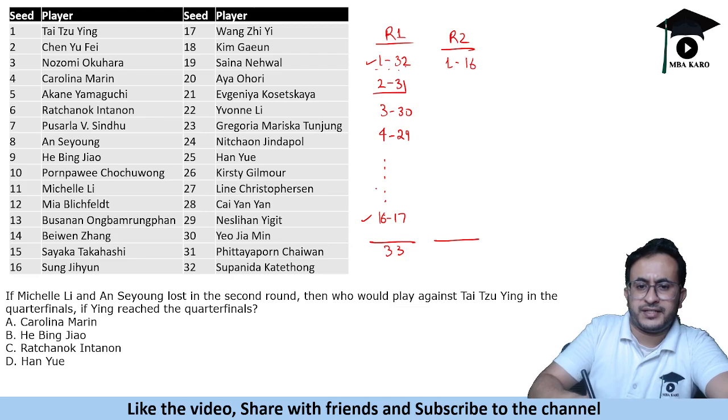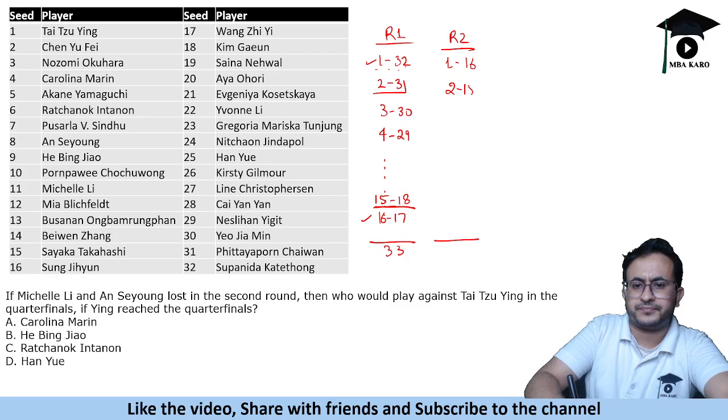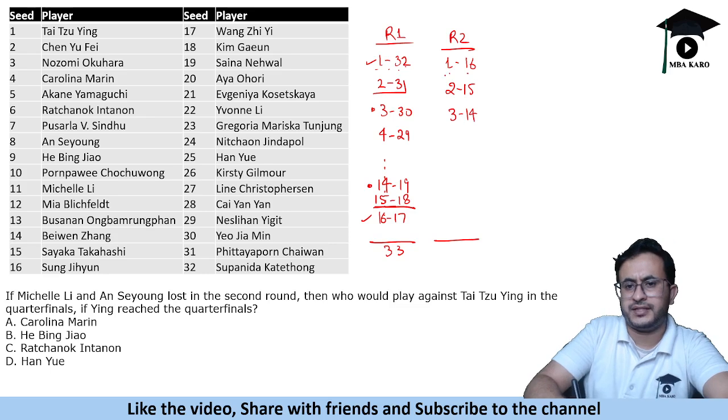2 will play against the winner of this match, that is 15 versus 18. So 2 will play against 15. 3 will play against the winner of this match, which is 14 versus 19. So 3 shall play against 14. So what do we notice? That the sum of these seeds is 17.